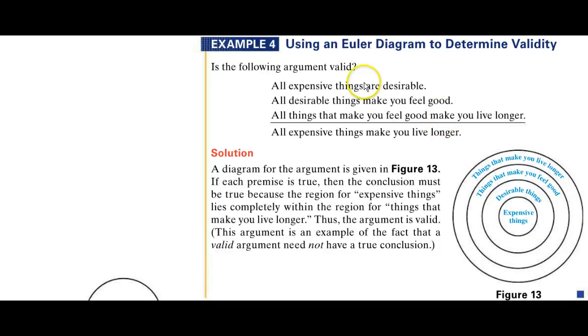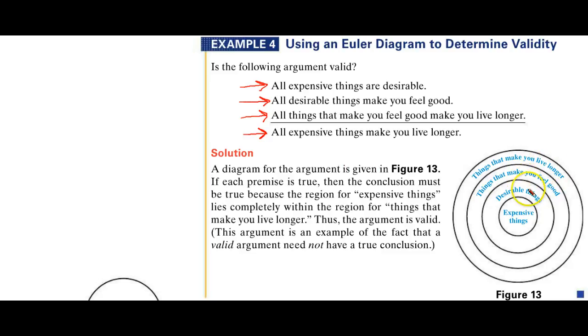So as we follow in example 4, is this argument valid? All expensive things are desirable. All desirable things make you feel good. Again, by definition, if it's desirable, then you sort of apply that. All things that make you feel good make you live longer. That may not be true, but it might be true. All expensive things make you live longer.